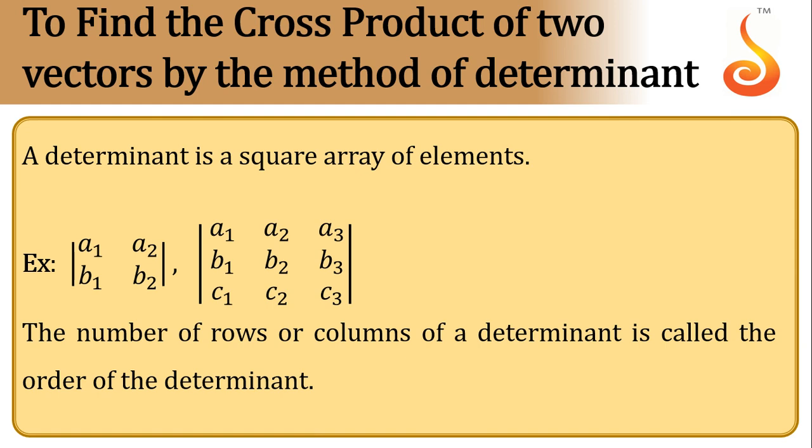Find the cross product using determinants. What's a determinant? A determinant is a square array of elements, maybe 2 by 2 or 3 by 3, etc. So we can write A1, A2, B1, B2, some numbers, or A1, A2, A3, B1, B2, B3, C1, C2, C3, etc. The number of rows or columns is known as the order of the determinant. Most of the time we deal with order 2 or order 3.